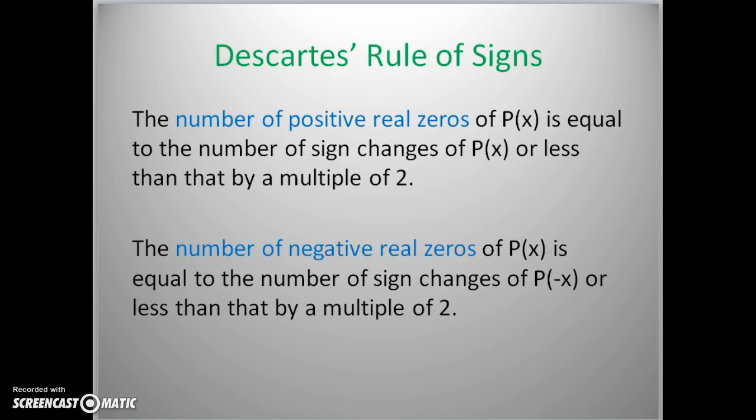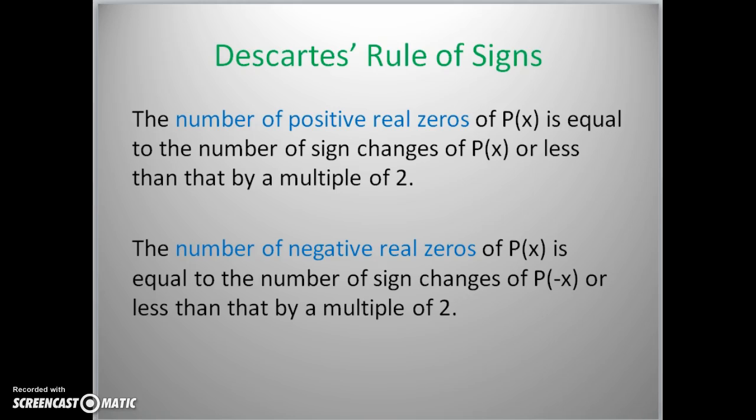So we're going to count how the signs change, positive to negative, from term to term, and we're going to either have that number of positive real zeros, or we can reduce that by a multiple of 2. So we'll keep subtracting 2 until we get down to 1 or 0.